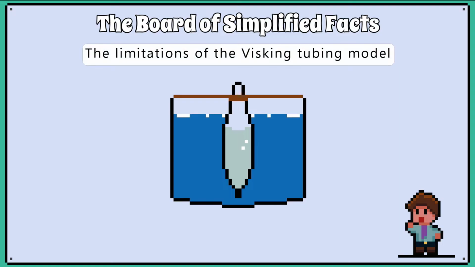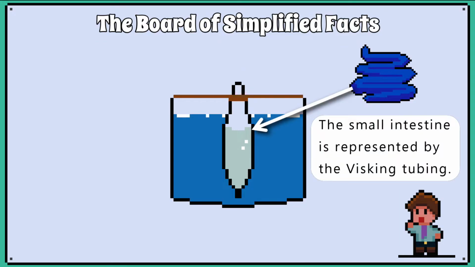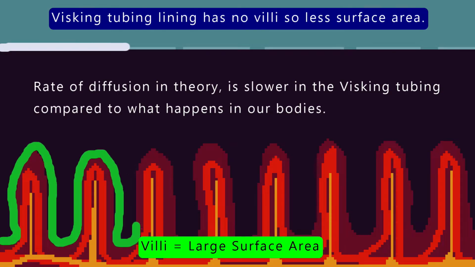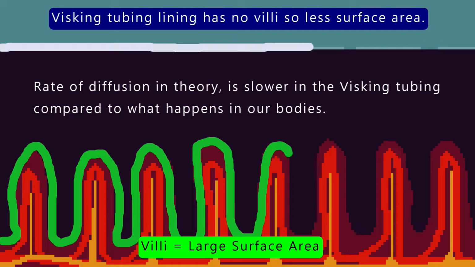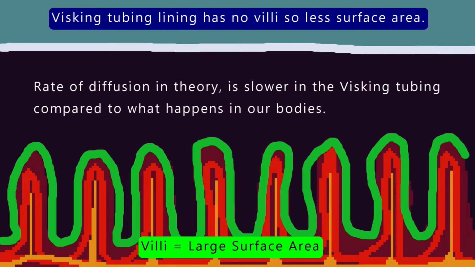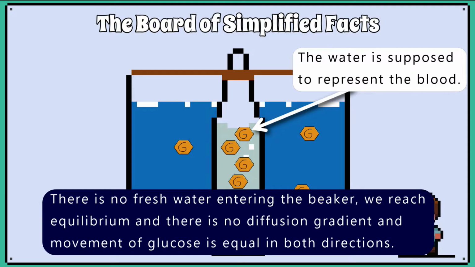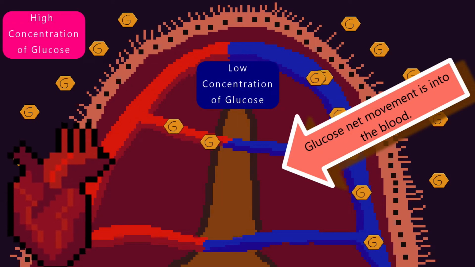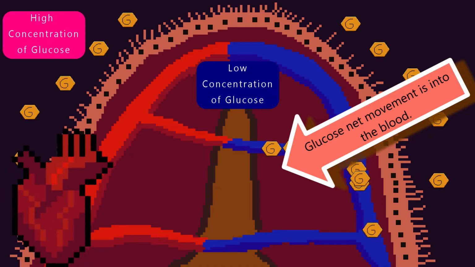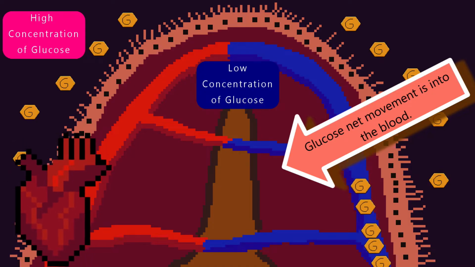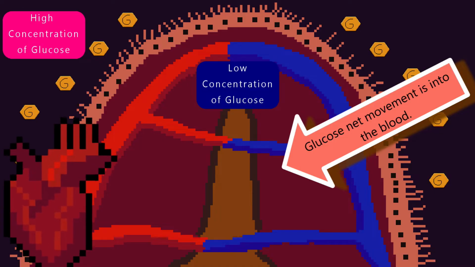This takes us to the limitations. The Visking tubing represents the small intestine, but unlike the small intestine, the Visking tubing has a much smaller surface area as it does not have villi, so the rate of diffusion in theory will be much slower. The other limitation is that water is supposed to be representing the blood, but as there is no fresh water entering the beaker, we reach equilibrium and there is no diffusion gradient, and therefore there is no net movement of glucose in either direction. In our bodies, fresh blood is always being supplied and surrounding the small intestine, so the diffusion gradient always remains steep and equilibrium is not reached.